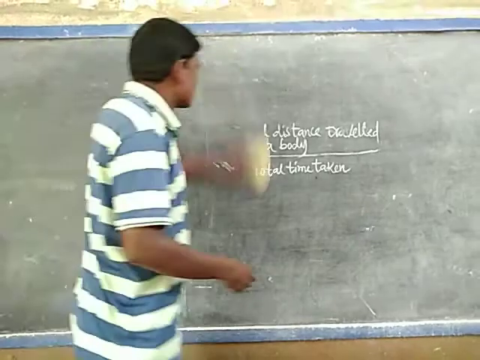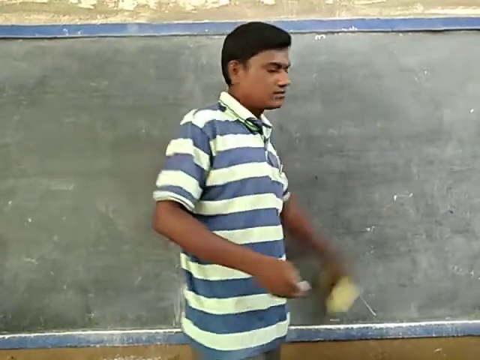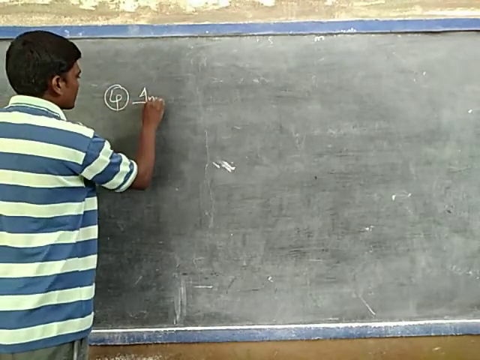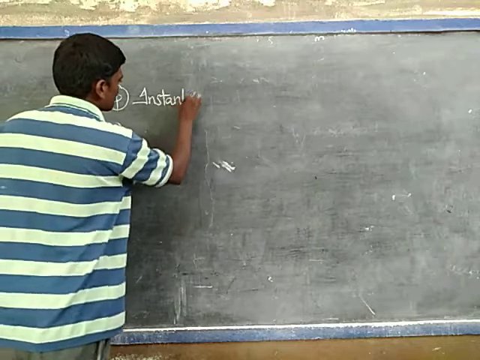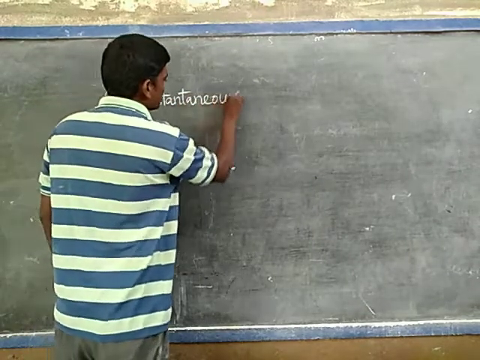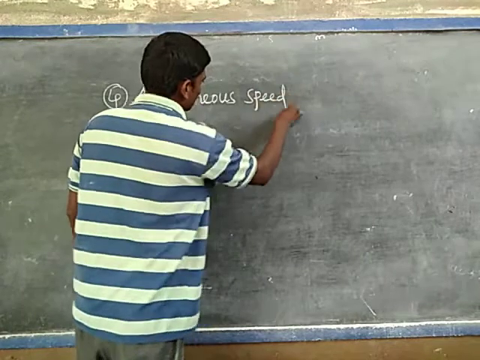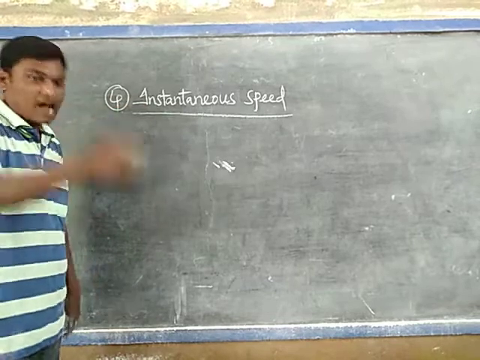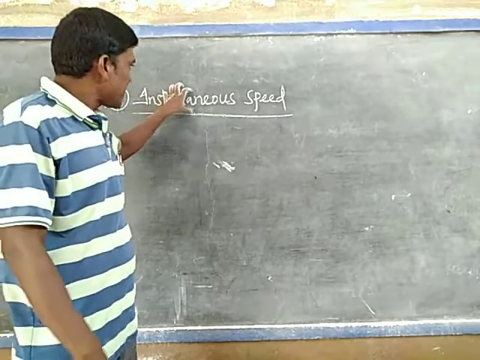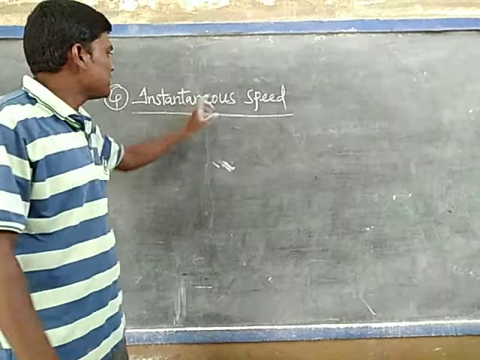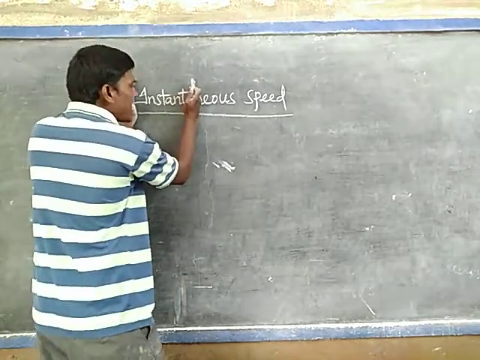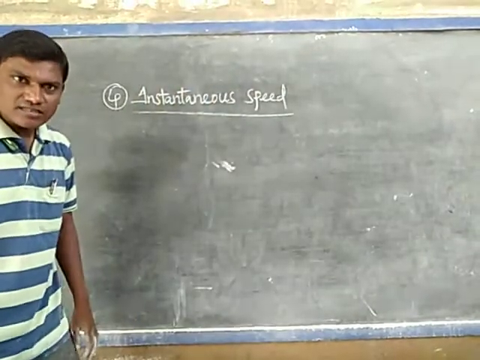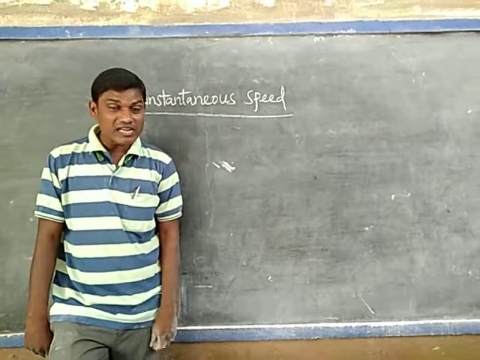And the final one is instantaneous speed. Instant means on the spot, at that time, simply. Instant speed, simply I can say that, instead of instantaneous, instant.